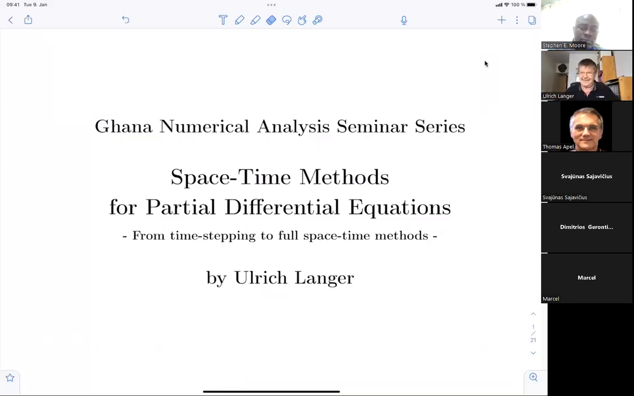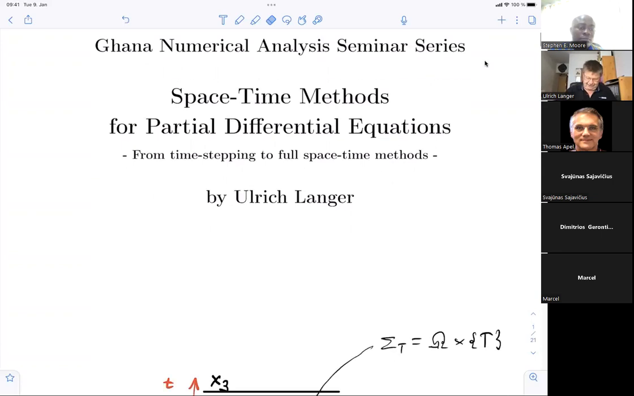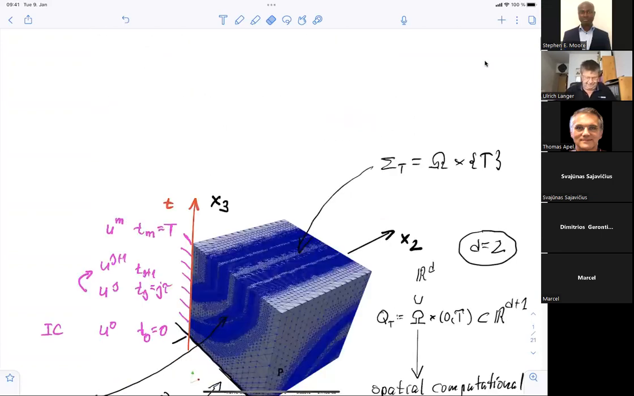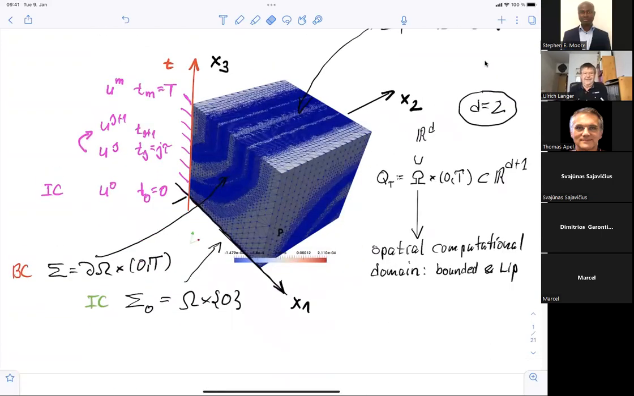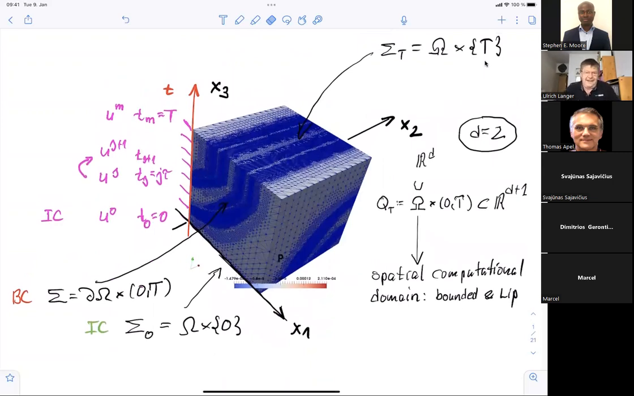Yes, yes. And I will now go away from time stepping to full space-time methods. Time stepping is very well known. So I have this illustration on my cover page. This is a space-time cylinder here.